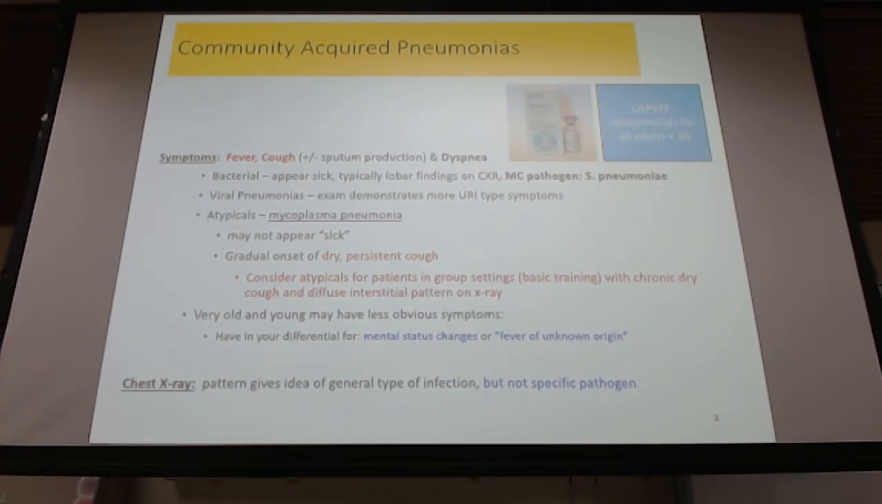Again, very young and very old, sometimes they have less obvious symptoms. So sometimes this needs to be in the differential for patients, even though they're not saying fever. Again, Carmel's mom was hospitalized for bilateral pneumonia. Never once did she have a fever. She has some mental status change, but I think that's just her baseline. All right, chest x-ray again. It'll tell you what the pattern is, but it won't tell you specific pattern.